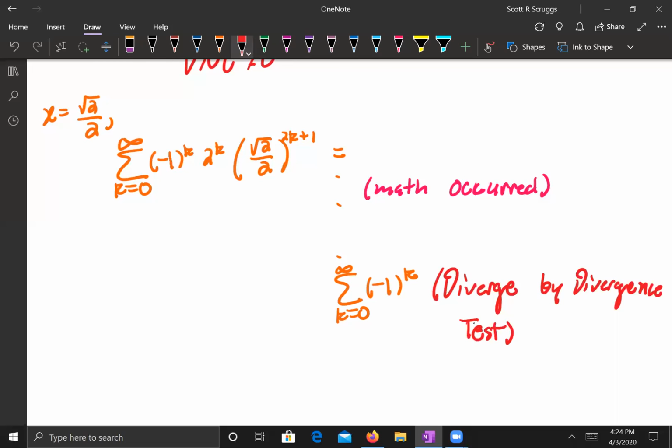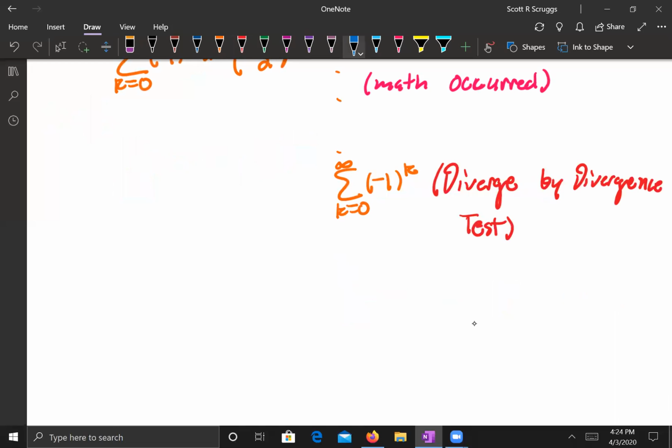So that means our final interval of convergence is negative √2 over 2 to √2 over 2, open parentheses throughout. See something? I'll check.